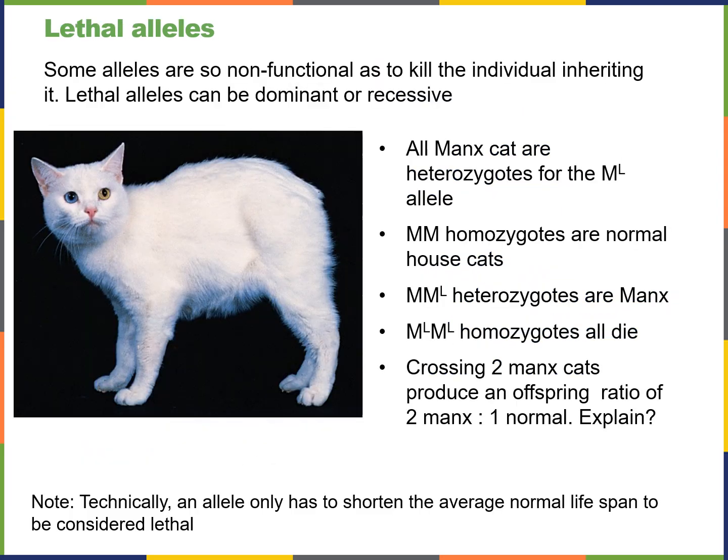There are also lethal alleles, right? Some alleles that are so non-functional that they'll kill the individual inheriting it. They can be dominant or recessive. Some examples are cats here. There are some examples in humans as well, and that's usually something you go through in pregnancy and not necessarily at a later point in life.